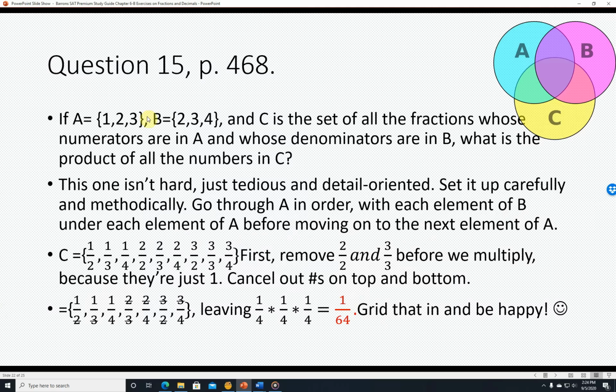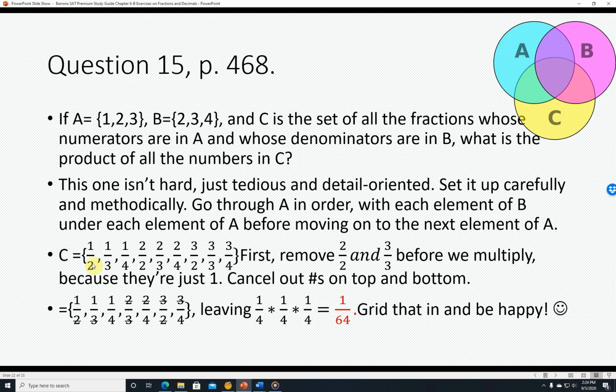So we go 1 over 2, 1 over 3, 1 over 4. Okay, then we start with 2. 2 over 2, 2 over 3, 2 over 4. Then we go 3 over 2, 3 over 3, 3 over 4. So first thing we're going to do is remove the 2 over 2 and the 3 over 3 before we multiply, because they're just 1, so they're not going to change the result. And then we just cancel out the numbers on the top and the bottom for the same reason.